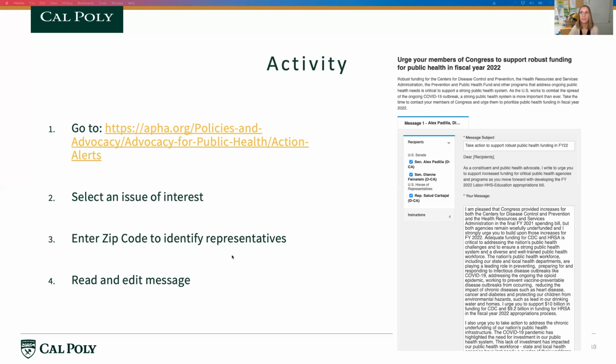Any other questions about this specifically? But this is an easy way, I think, if you don't have too much time but you want to be involved in advocacy and support this. You can do something like this.